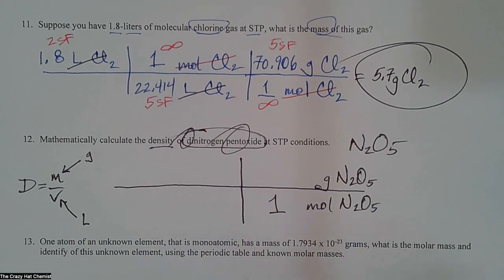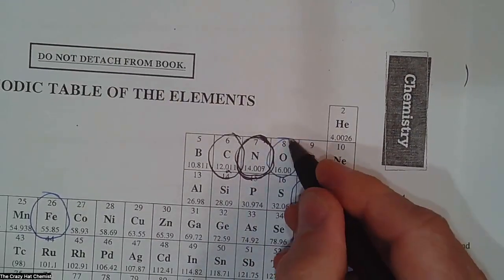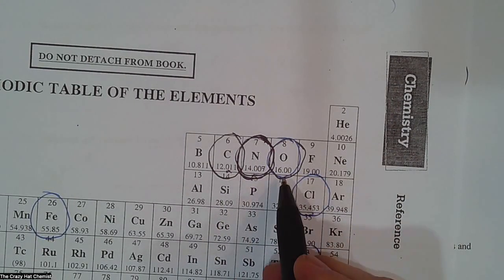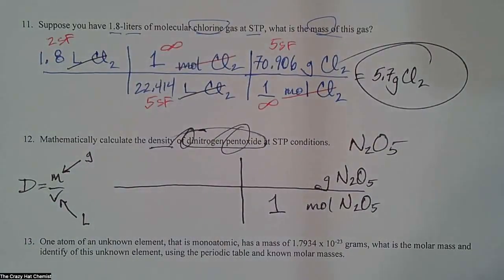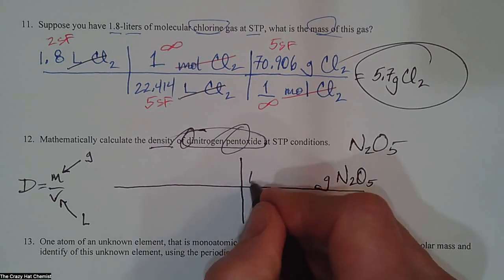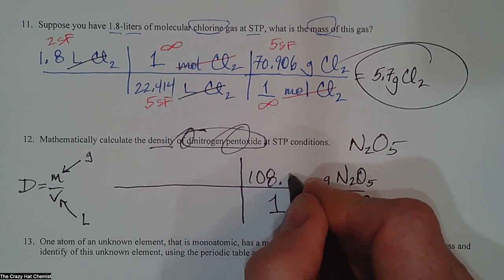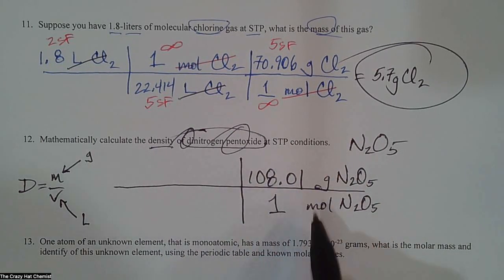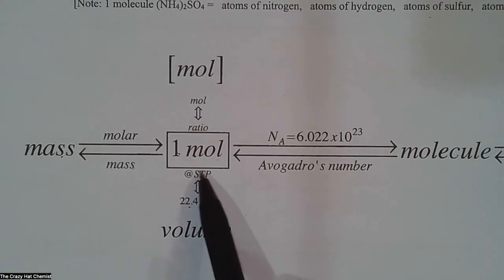And the molar mass for this dinitrogen pentoxide, so I'm going to look on my periodic table. I'm going to find nitrogen. I'm going to find oxygen. They're 2 times 14.007 plus 5 times 16.00, and I'm going to round that to 2 decimal places. So that will be 108.01. That's the mass of 1 mole. That's why it's called the molar mass. Then there's another really interesting thing that we know at STP conditions. So at STP, 1 mole is equal to 22.414 liters.